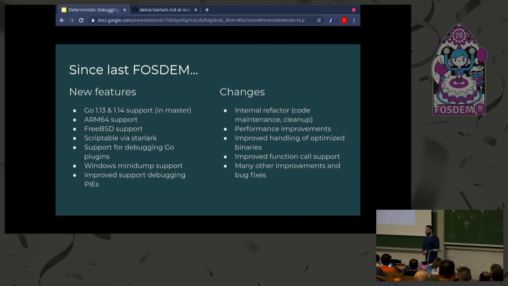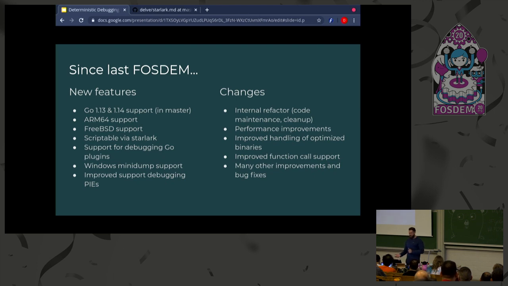We've added the ability to script Delve via a language called Starlark, which was originally created for the build system Bazel. It's a Python-esque dialect, and that adds a lot of powerful scripting features into Delve. So you can define new commands within Delve and other things just by writing this Starlark language, and those commands will be available to you in your debug session.